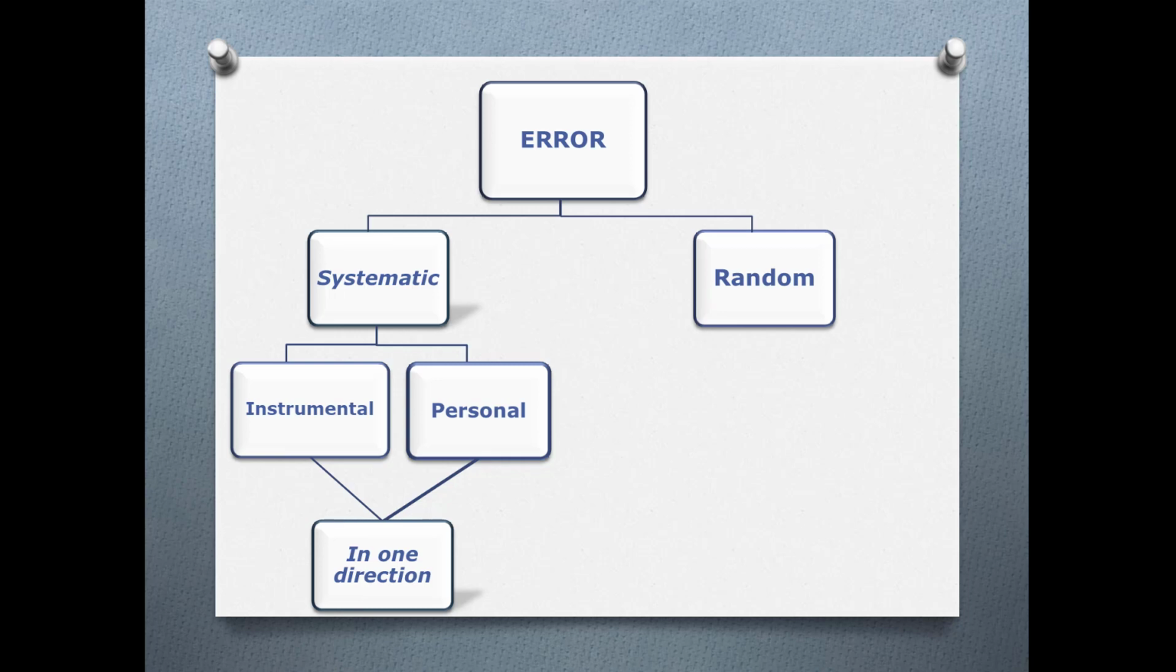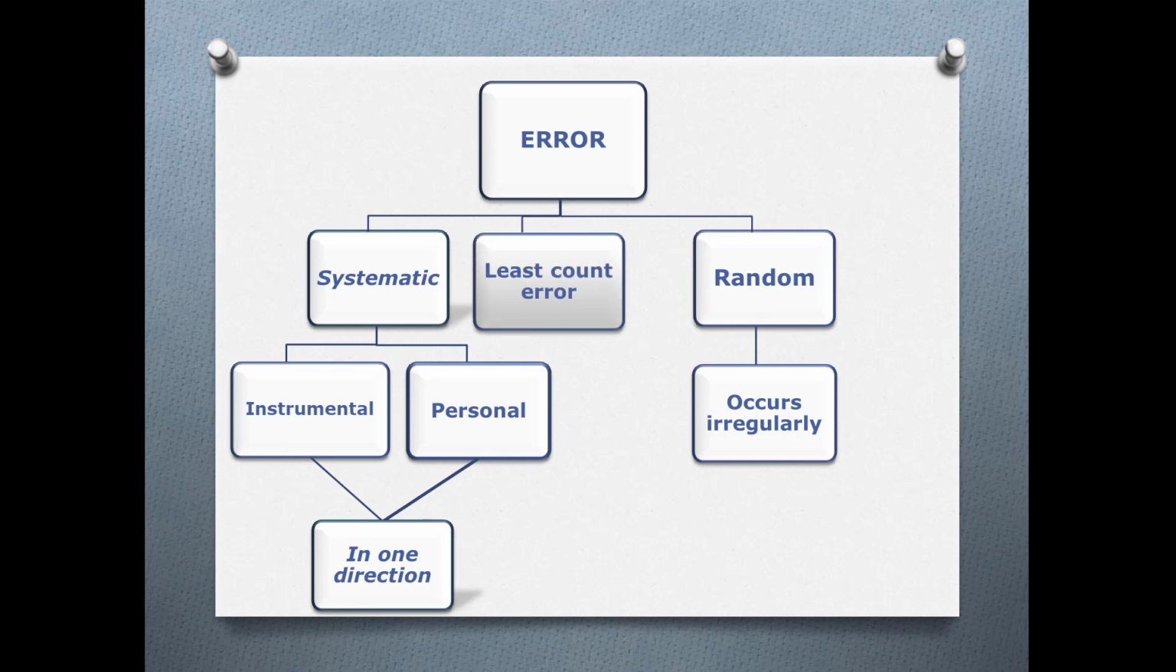Okay, random error. Those errors which occur irregularly and hence are random with respect to sign and size. It means that these errors occur irregularly. They may be greater than the actual value, or they may be less than that of actual value. So they are not in one direction. They could be greater or less than that of actual value.